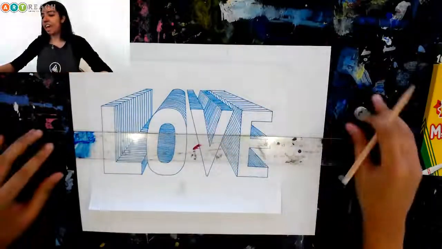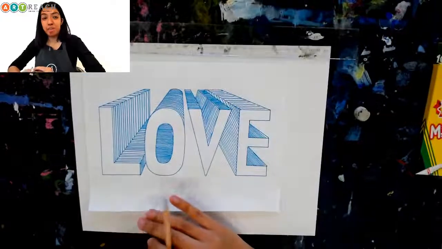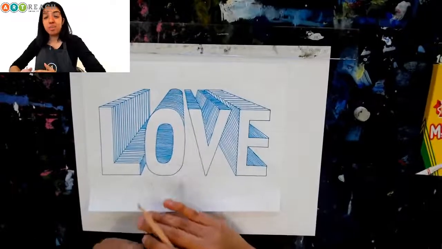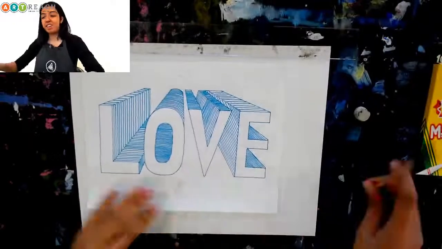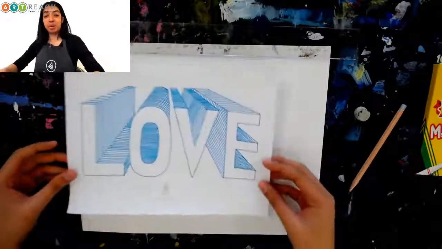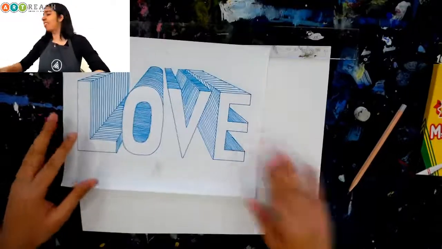So the first thing I want everyone to do is think of a short word. So this could be 3 to 4 letters. It could also be your initials that you'd like to put into perspective today. So my sample right here, I picked the word love, and I'm going to explain how I created this.